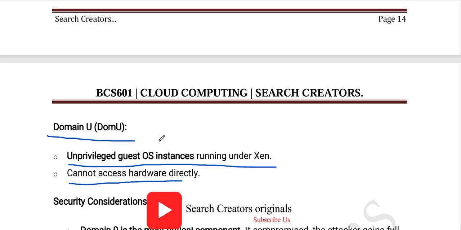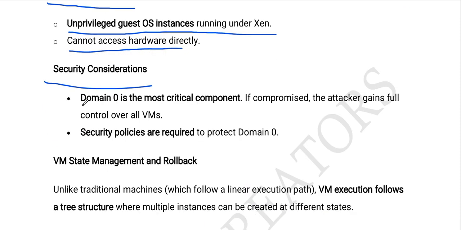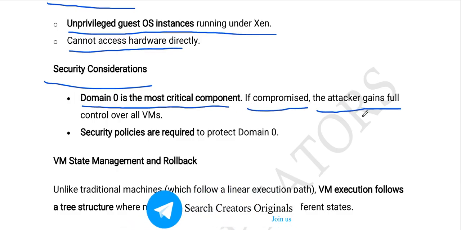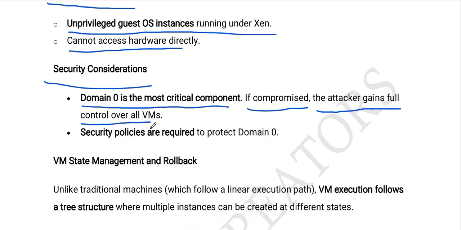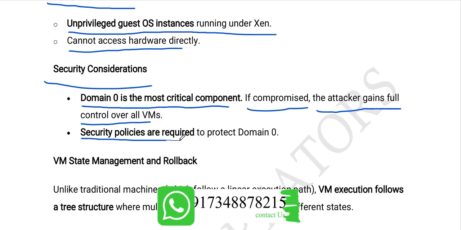Next is security considerations. In security considerations, domain 0 is the most critical component. If it is compromised, the attacker will gain full control over all the virtual machines. Security policies are required to protect domain 0.